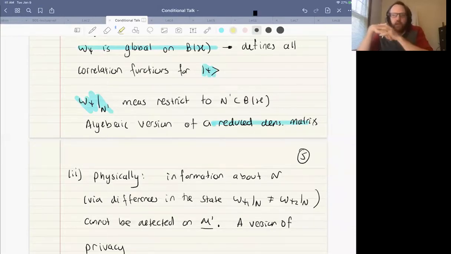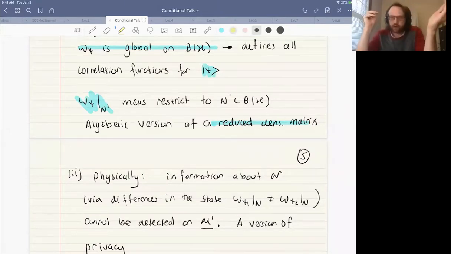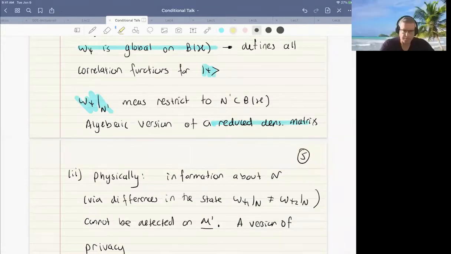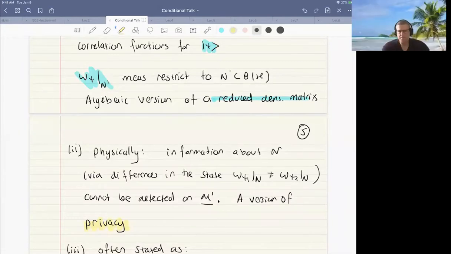Okay, so I might act with a unitary on n, the states are going to be different, but in n prime, they're not different. And I can't detect that unitary on n prime, sorry. So it's some version of privacy. It's telling you that anything you do in n can't be detected in n prime.